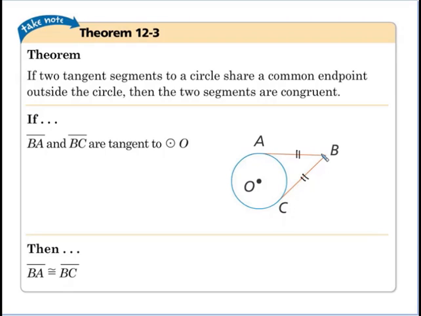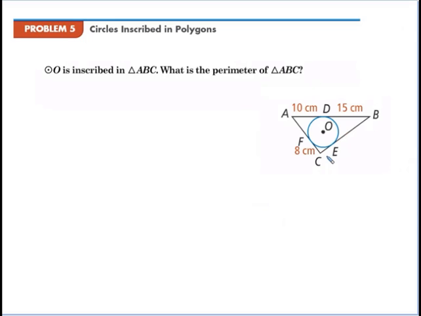So AB is congruent to AC because they are both tangents to the same circle and they have a common point. Okay, so you're going to use that property here to determine the perimeter of this triangle. Now, the triangle is made up of three tangents. One way they describe that here is it says circle O is inscribed in triangle ABC. And the word inscribed means it touches but doesn't cross out of the triangle. So it is tangent to the triangle's three sides, just like this.